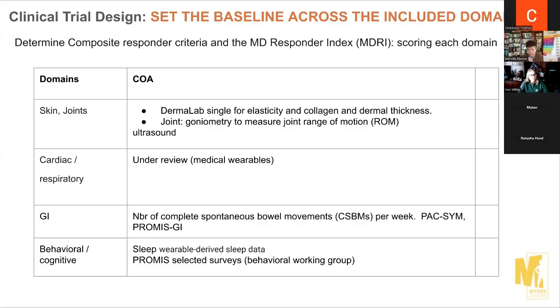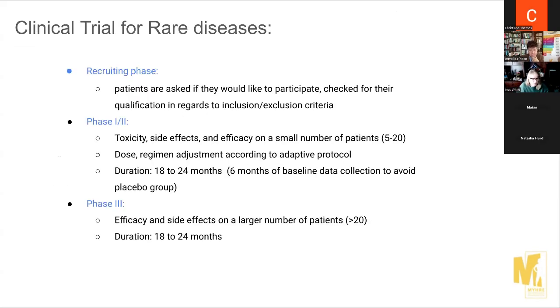And we are still looking for a PI, so principal investigator, to run the study. But what we want to measure is already there. So we're quite advanced, I would say, on the domains and the COAs. The big one is cardiac and respiratory, where people are still working on it. And the foundation is working on it mainly.